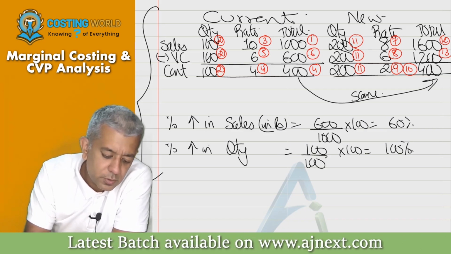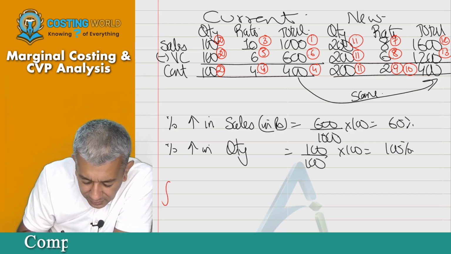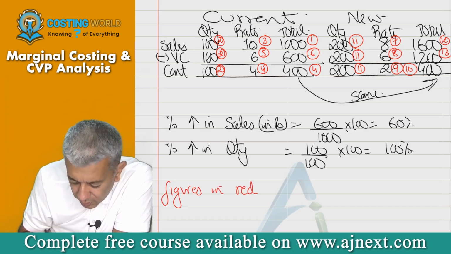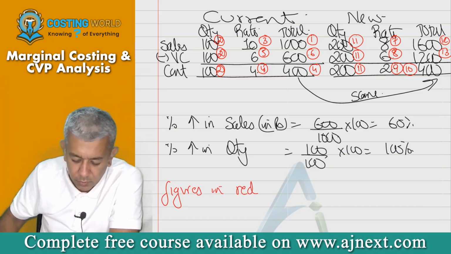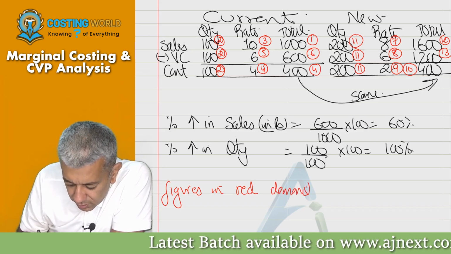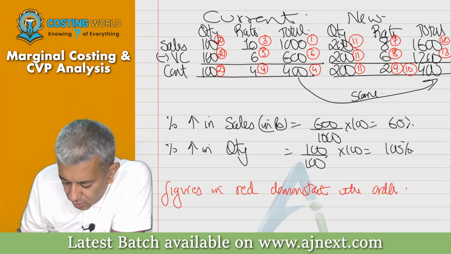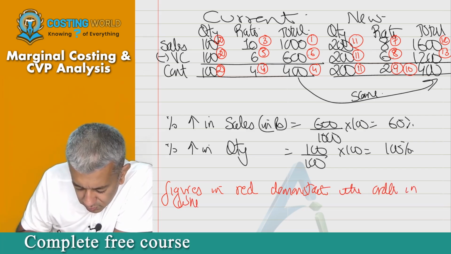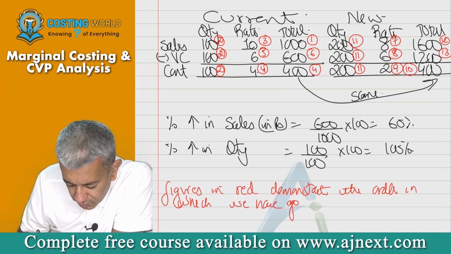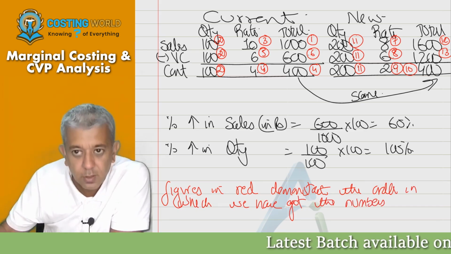Complete this question, please. Write down those numbers. So figures in red, they tell you the order in which I have gone. I'm writing that particular thing. You try to write down however you all want to be writing. Figures in red demonstrate the order in which we have got the numbers.